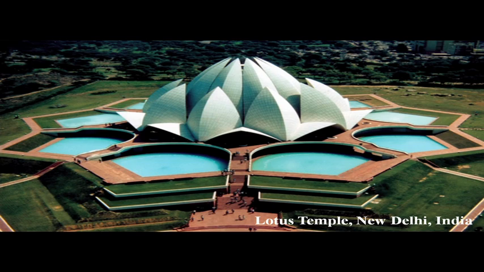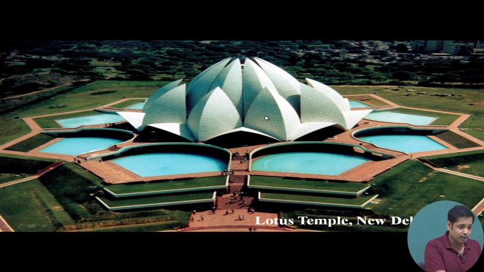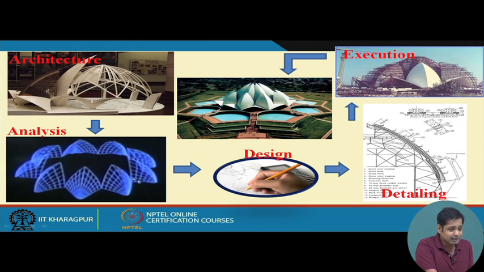Suppose this is the final product, the Lotus Temple, New Delhi. This is a structure. Now, we want to build this structure. What are the processes before we actually have this final product? These are the processes. The first always starts with the planning of the structure, which is called the architecture model of the structure.